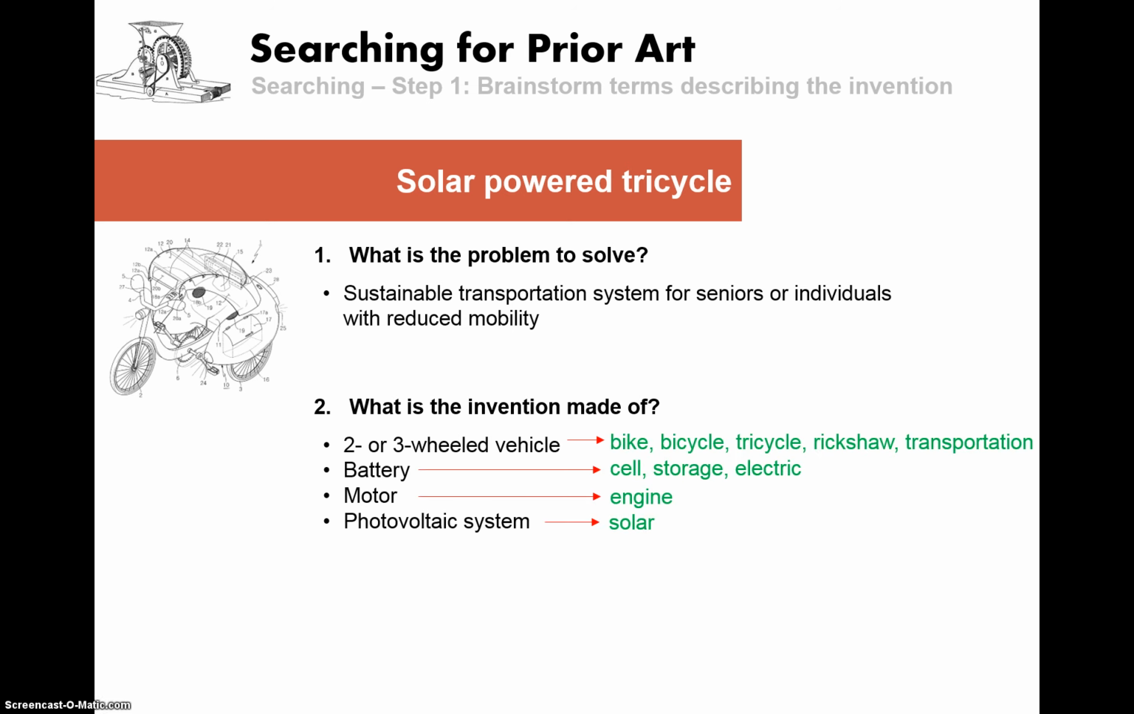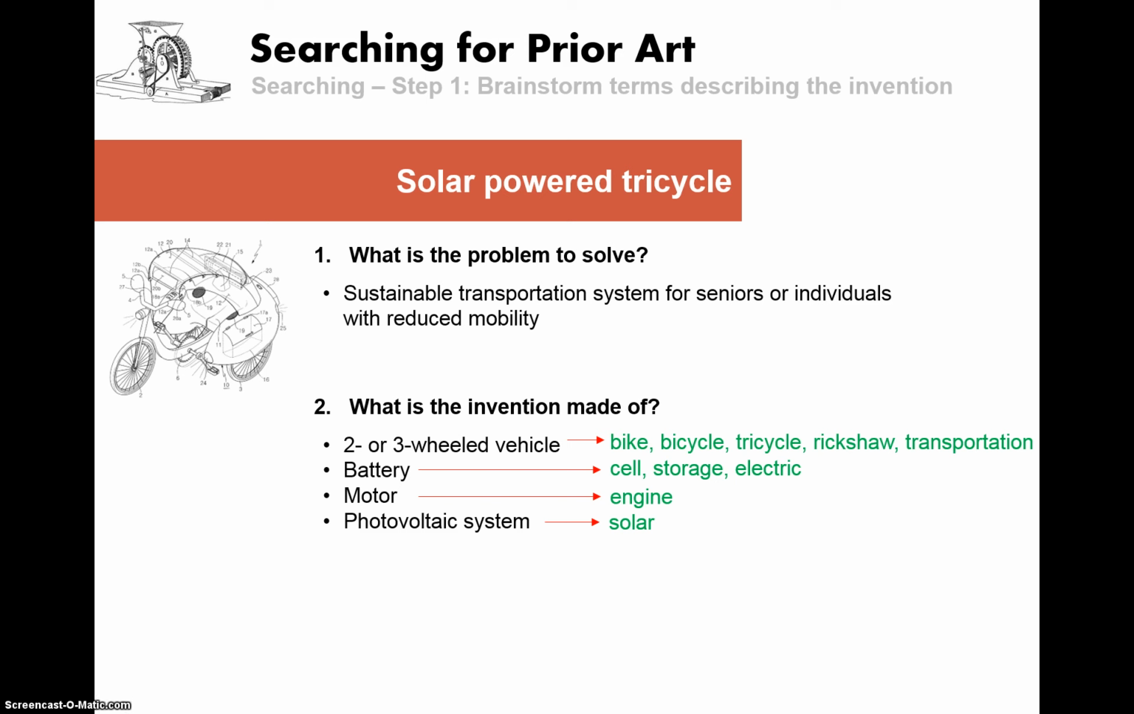It's important to be exhaustive to capture all terms that could be associated with the invention. For example, a three-wheeled vehicle or a two-wheeled vehicle could be described as a bike, a bicycle, a tricycle, or a rickshaw. A battery could be described using the word cell or storage, a motor could be described using the word engine, and a photovoltaic system could be described using the word solar.